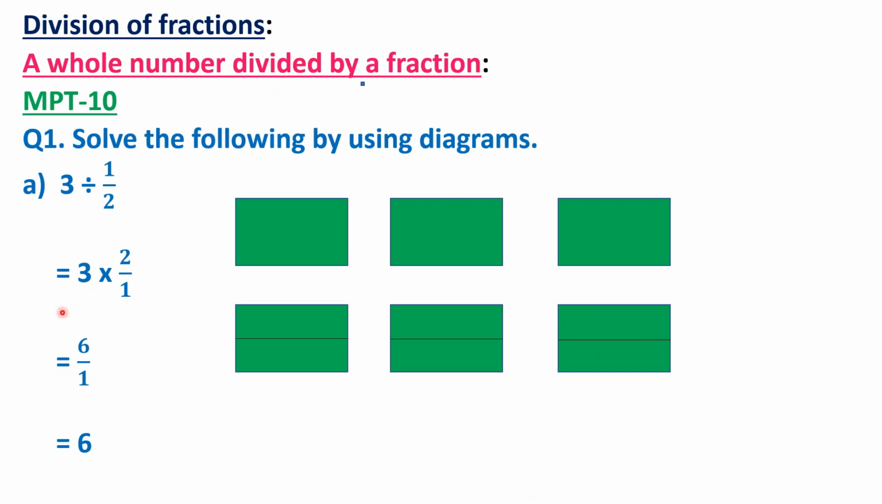So 3, and when we find the reciprocal of this, the division sign will change into multiplication, and 1 by 2 will change into 2 by 1. So 3 into 2 will give you 6 by 1. 6 by 1 means 6 only. Next you have 4 divided by 1 by 3.